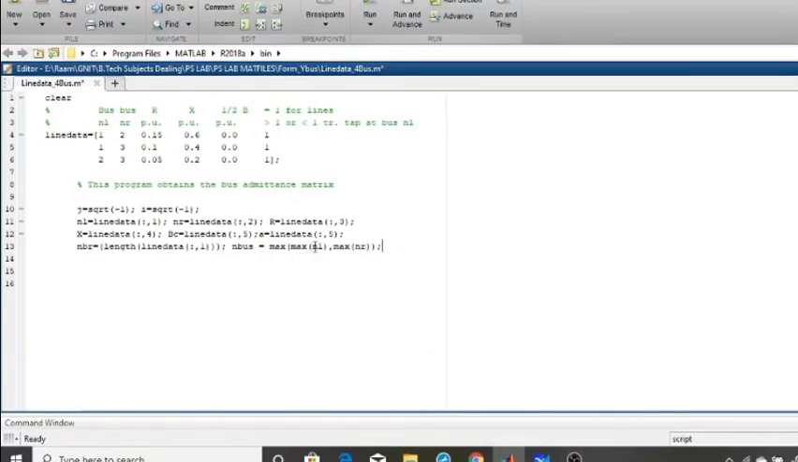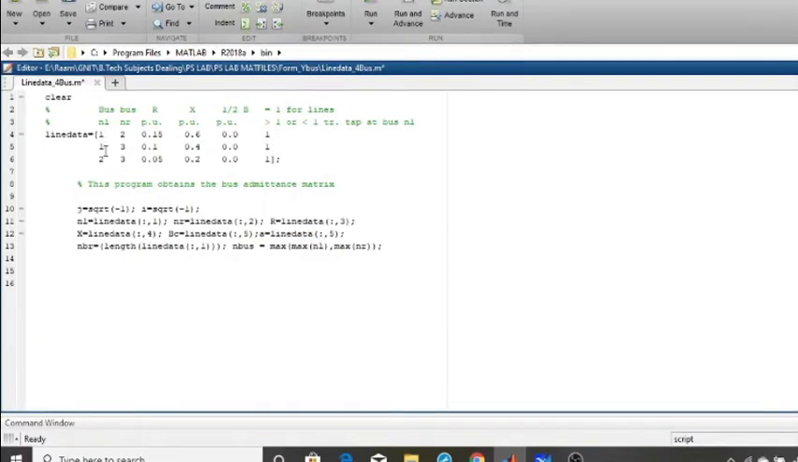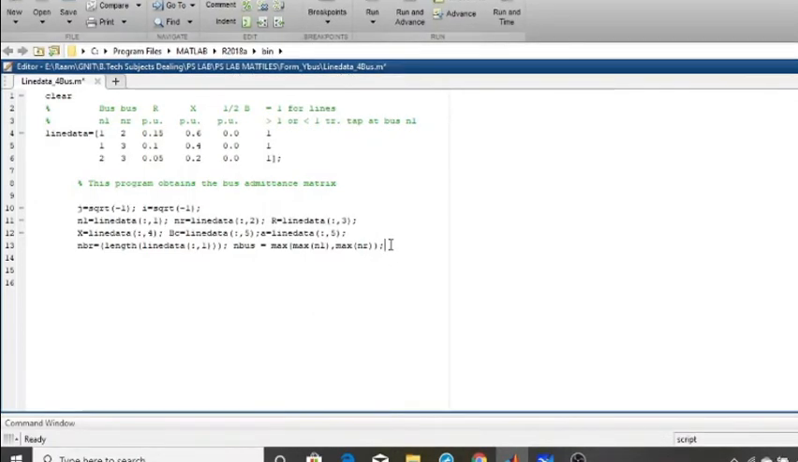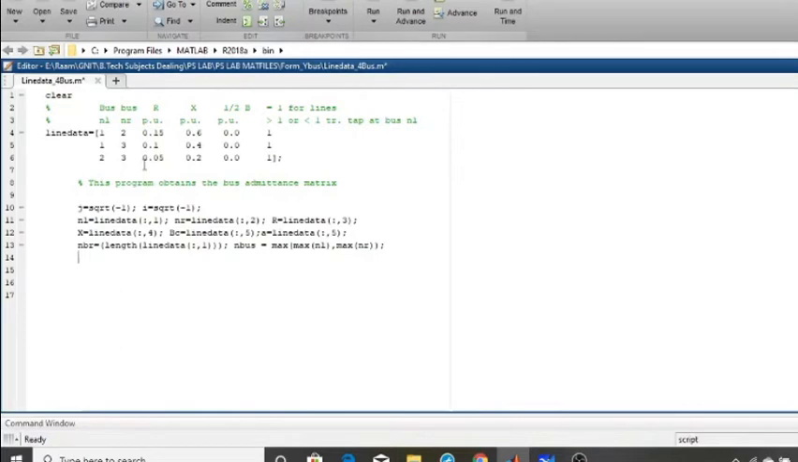Okay. That means it is going to calculate first the maximum of NL. What is the maximum of NL? That is the first column. In the first column, the maximum value is 2. What is the maximum of NR? NR is the second column, and its maximum value is 3. So the maximum value is 3. That means it will decide that the power system network contains 3 buses. If it has a digit 4, that indicates it consists of 4 buses.